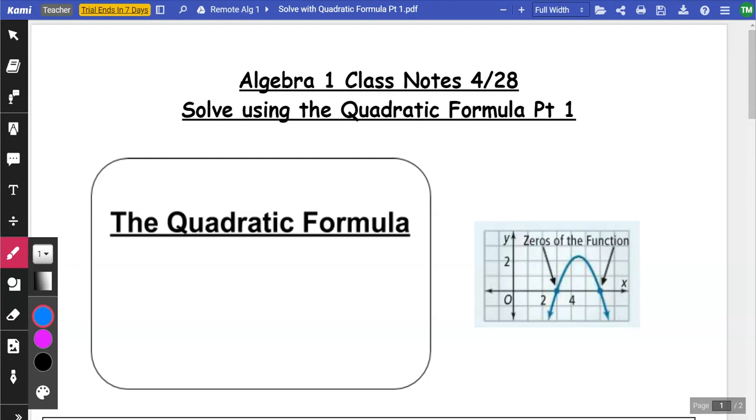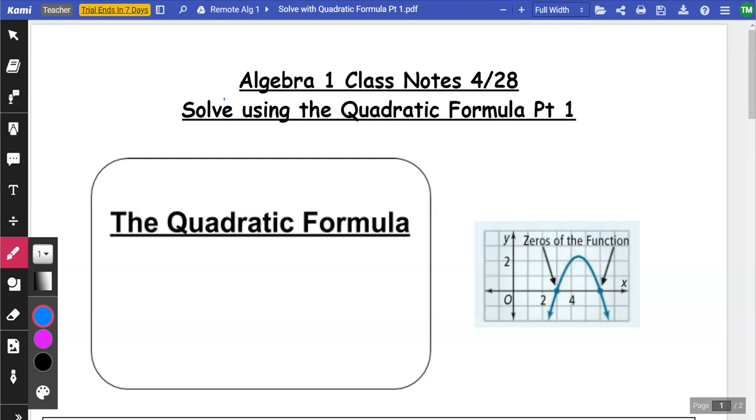Today we get to learn about one of my absolutely favorite things ever in algebra, and that is the quadratic formula. So just like we learned how to solve quadratic equations by factoring and by completing the square, the quadratic formula is another method that we can use to solve these types of equations.